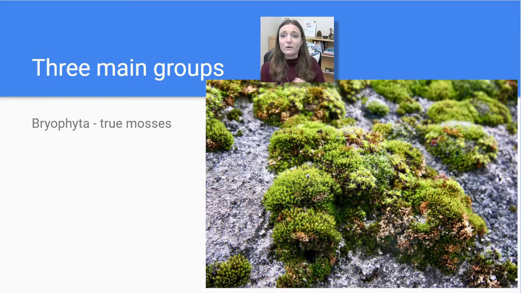Okay, so we have three major groups of non-vascular plants. The first being the quote-unquote Bryophyta, the true mosses. This is mostly what we've been seeing as we've been collecting mosses. They, like we just saw, do not have a cuticle. They don't have any stomata. They have the ability to dehydrate and rehydrate very quickly. They're also gametophyte dominant, just like all the other members of the non-vascular plant group.